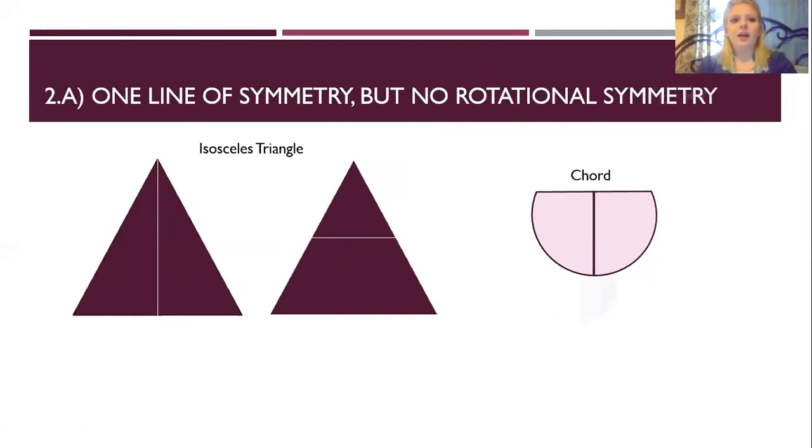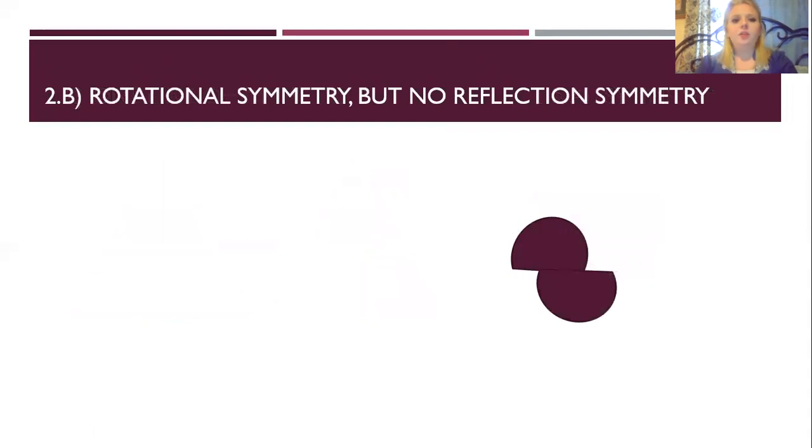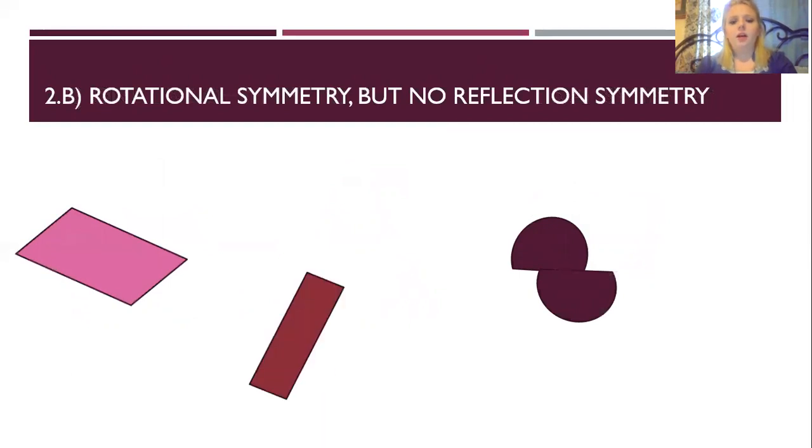So there's 2A. 2B says rotation symmetry, but no reflection symmetry. Okay, so we have these shapes. And so rotation symmetries, we can rotate this figure and cut it in half. And that's going to be fine. Also, this one right here, we can rotate it, do rotation symmetry, but no reflection symmetry. And so the same with this one, it looks like two pieces put together. And this can be a rotation symmetry, but no reflection symmetry.